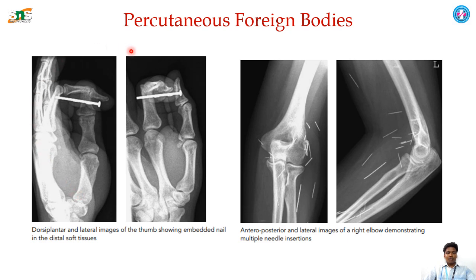So here are some examples of percutaneous foreign body examinations. Dorsiplantar and lateral image of the thumb showing an embedded nail in the distal soft tissue. Here the AP view, anteroposterior, and lateral image of a right elbow demonstrating multiple needle insertions.